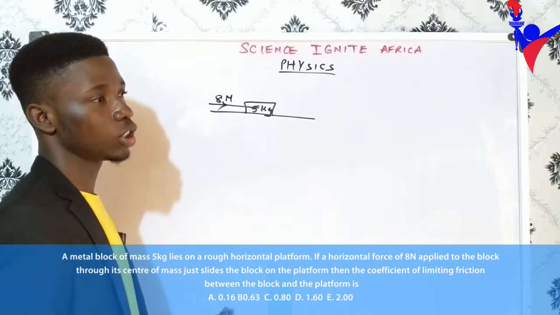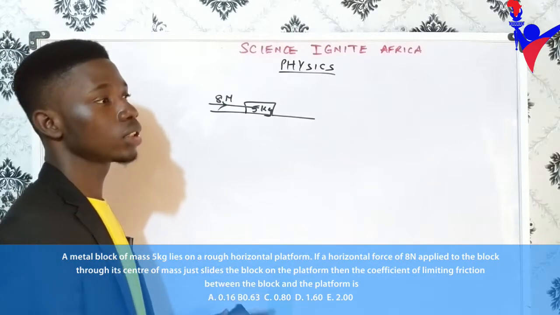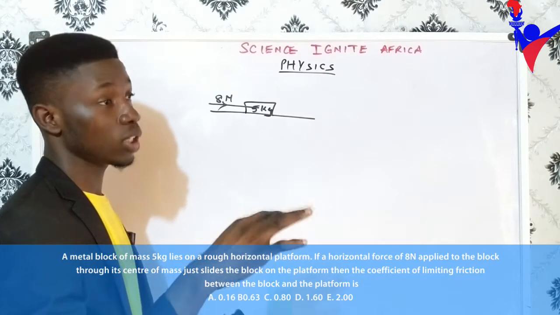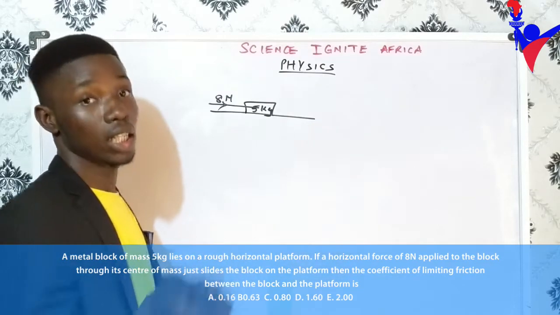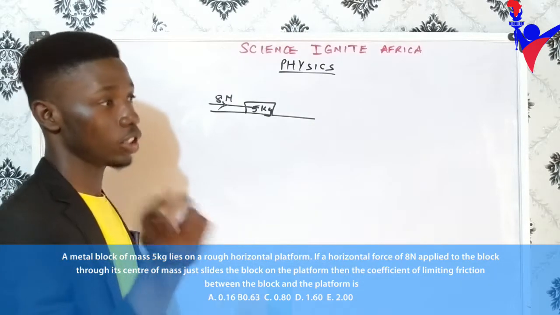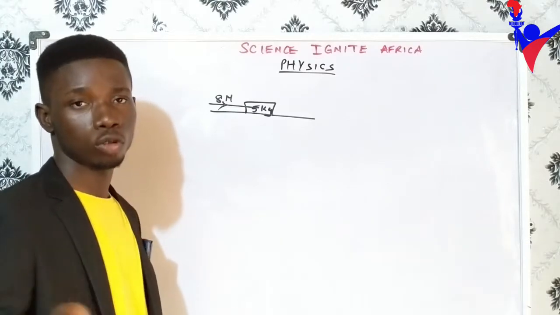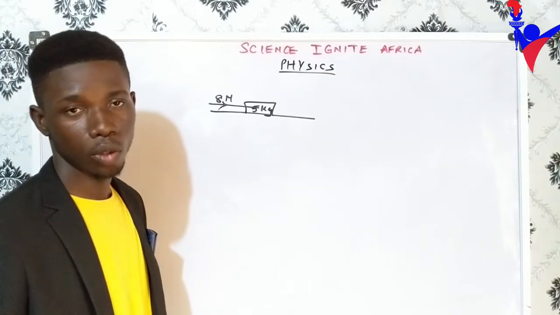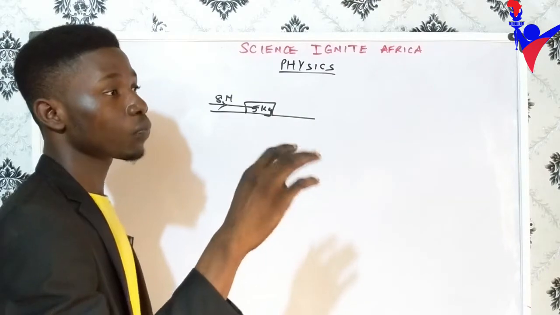That's also another thing to discuss some other time. Why was the force applied through its center? We'll talk about that one too. If a horizontal force of 8 Newton is applied to the block through its center of mass, in fact, you see, I've not finished the question, but I already talked about center of mass. Why will you choose to apply force to an object at its center of mass and not just anywhere on the body? This is also something we'll talk about, but not today.